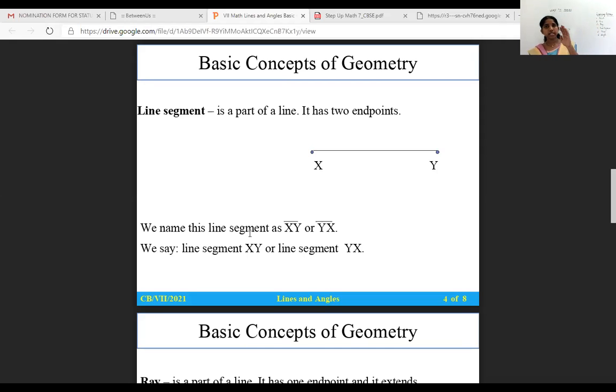A line segment is a part of a line. The big line is extended everywhere. From that you take a part. Say, I want a 10 centimeter line segment. That forms a line segment. So how do we represent the line segment? A line is represented by AB with a bar. Now this line segment is PQ. A line segment is represented by a line on the top. So PQ, this one is a line segment.